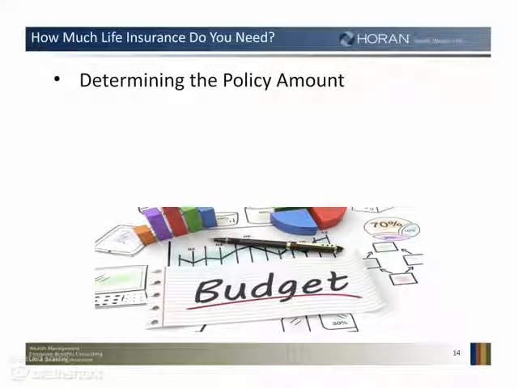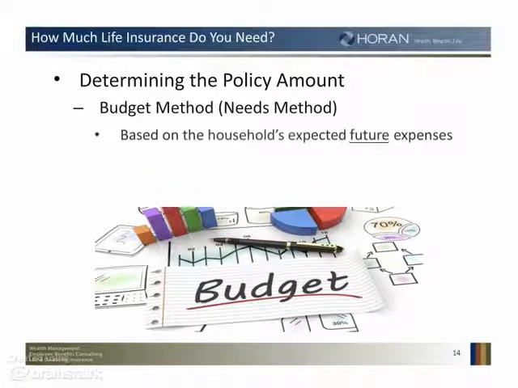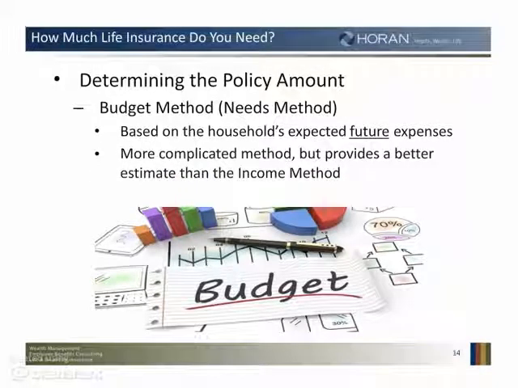An alternative method for determining the insurance amount needed is the budget or needs method, which considers expected future expenses in conjunction with your current financial situation. The budget method estimates the amount of future funds that will be needed so that the insurance coverage will be adequate. Ideally, life insurance should provide the financial support for family members to continue with their lives in pursuit of goals, just as if the breadwinner were still alive.